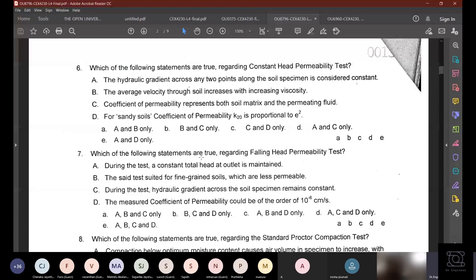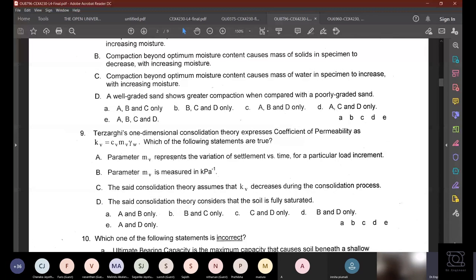The parameter mv, the coefficient of compressibility, represents the variation of settlement for a load increment. It doesn't. So for statement B, the unit is correct. That is kilopascal inverse. You can find that out from this equation itself.